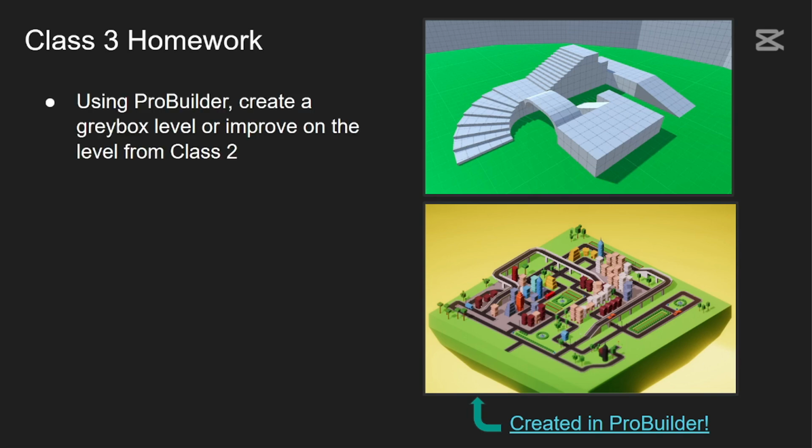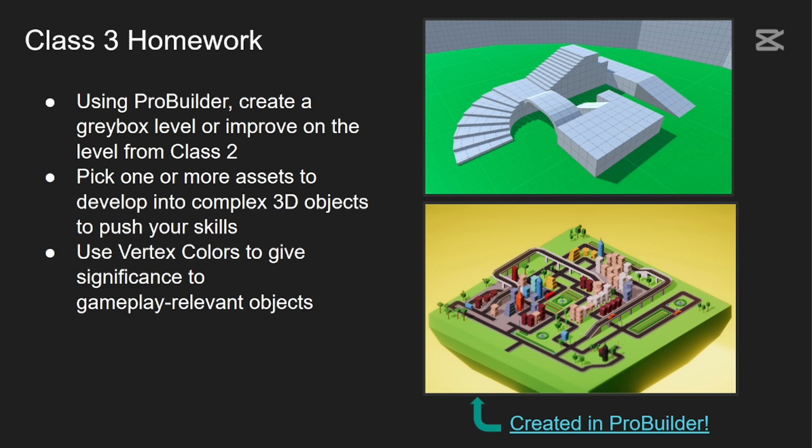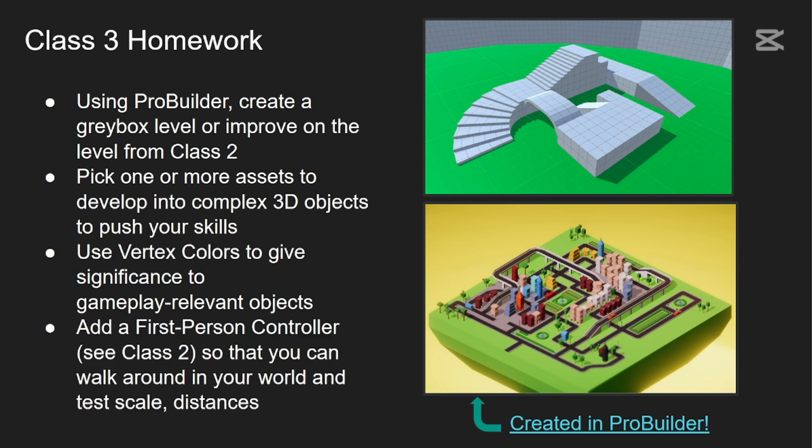So use ProBuilder to create a gray box level or improve on the level from class 2. I'm also okay if you just want to create a character or an object as well. Basically, I want you to develop more complex 3D objects than what you've done up to this point using ProBuilder. Use vertex colors to give significance to relevant objects. And then as a bonus, add either a third or first person controller so you can walk around your scene and look at it.